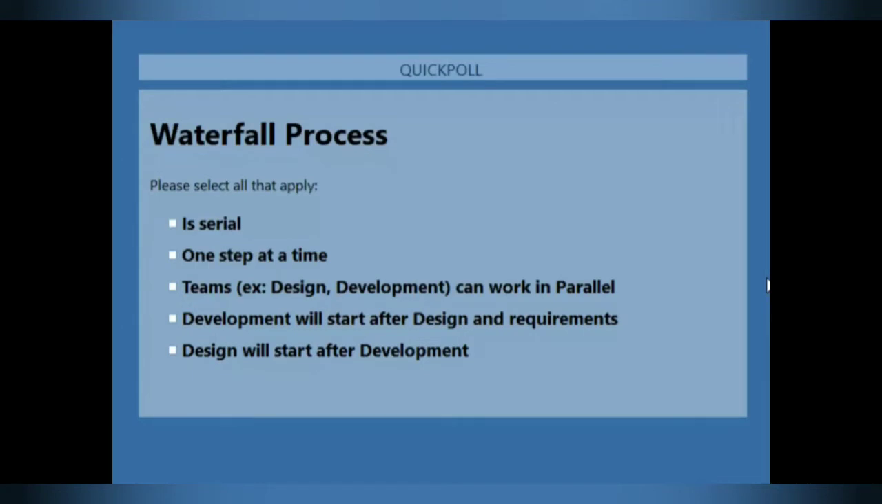Thirty seconds more. Okay, I'm closing the poll now.